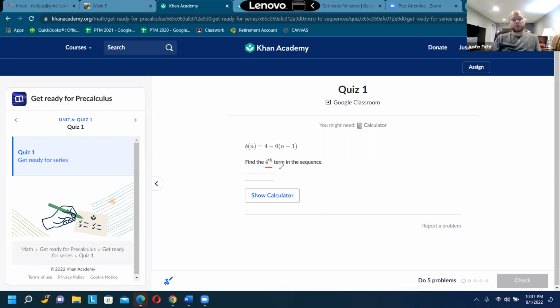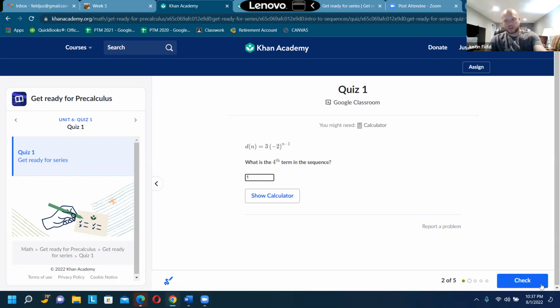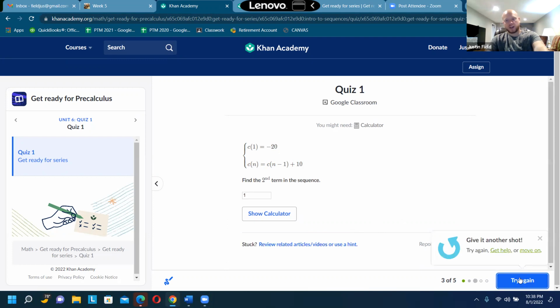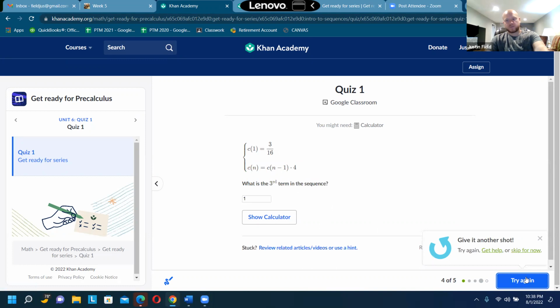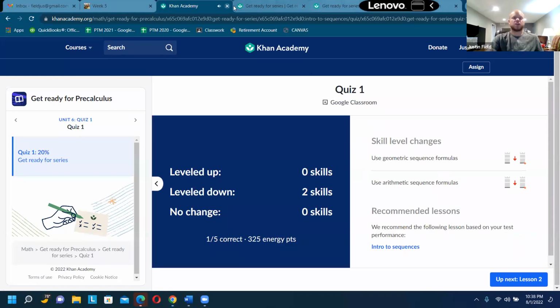So if we want to find the fourth term in the sequence, that means n equals 4. So I'm just going to do 4 minus 1, and then that would be 4 minus 6 times 3, 4 minus 18, negative 14. Let's see, did I get it? I got it. So you can do that. That one's going to be exponential. Second term in the sequence, you just plug in n right there and you'll get it. If it was the first term, it'd be negative 20. No worries. Third term, it's going to be a simple one, but still go for it. I've got you started.